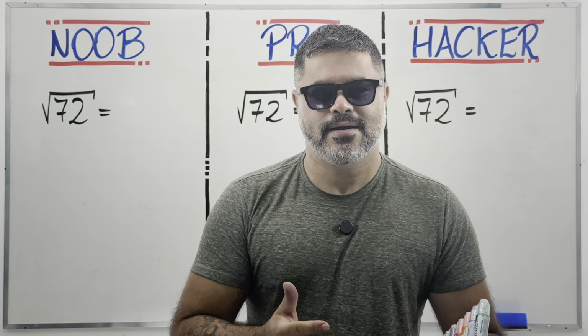Maybe a noob, and it can be your case, would solve by factoring 72 into prime factors. Like this: 72, I will find all the prime factors. It's an even number, so I can divide by 2, 36. Divide by 2 again, 18, by 2, 9. 9 is divisible by 3. It's going to be 3, and 3 again, 1. When I find the 1, it's the end of my divisions. Those are all the prime factors of the number 72.